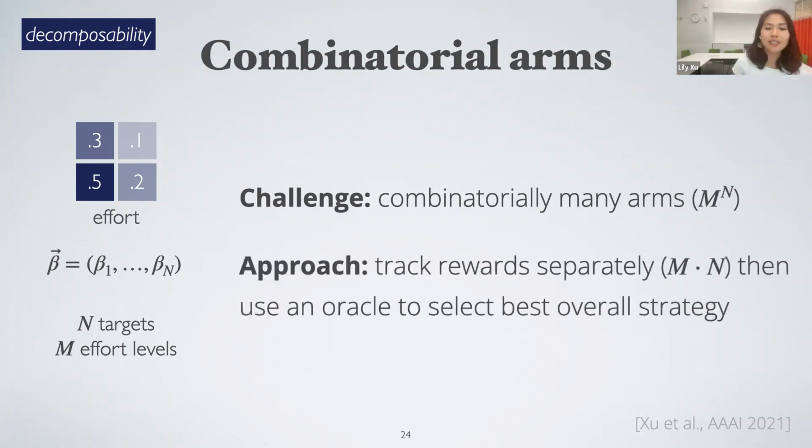So the approach that we consider is that we track the rewards separately because our action is actually decomposable. The reward, the total number of snares that we get for taking one patrol, can be broken down into how much effort we spend at each one of the n targets separately, and did we find a snare there or not. By tracking the reward of each target at each level of effort separately, we reduce our exponential action space from m to the n to a linear m times n number of things that we have to track.